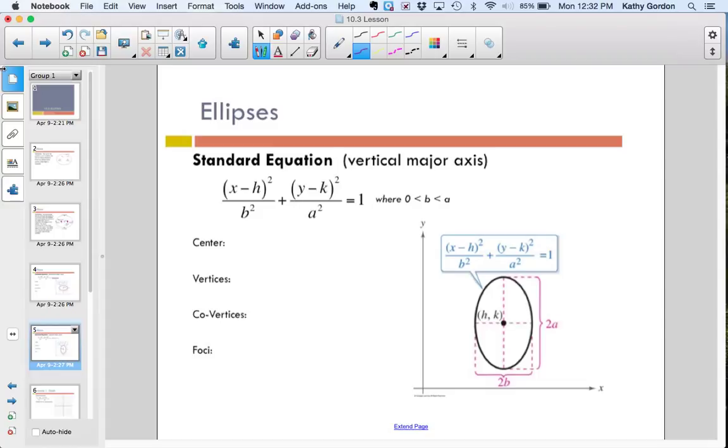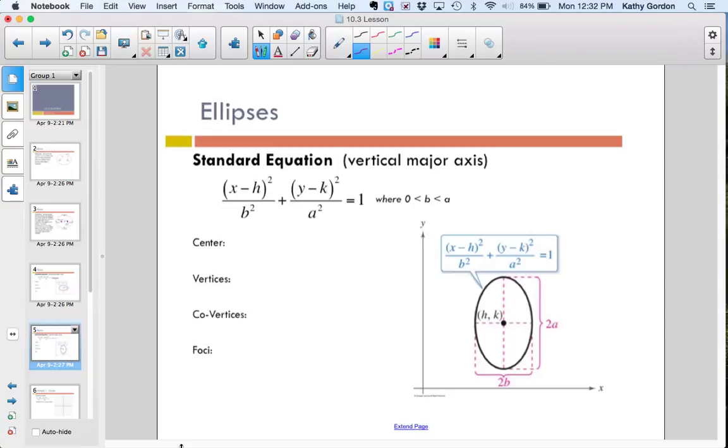So our x minus h squared and our y minus k squared pretty much just stay put. And what changes back and forth is which one of these is going to be considered a squared and which one's going to be considered b squared. And it's all about which one is bigger. The bigger denominator is the a squared. And where that denominator is determines if it's horizontal or vertical.